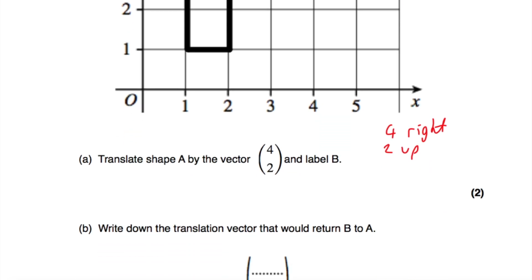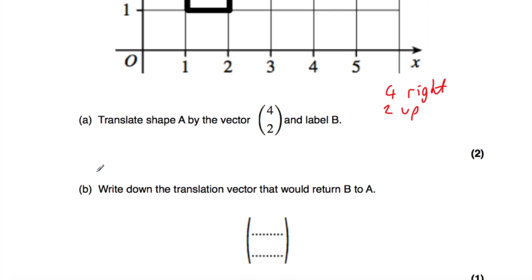And that's it. Okay, then if we have a look at part B, it says write down the translation vector that would return B to A. So to get from A to B, we go 4 to the right and 2 up. If we want to go backwards, we're going to go in the opposite direction. So instead of going 4 to the right, we would go 4 left, and instead of 2 up, we would go 2 down. So we would go 4 left and 2 down.